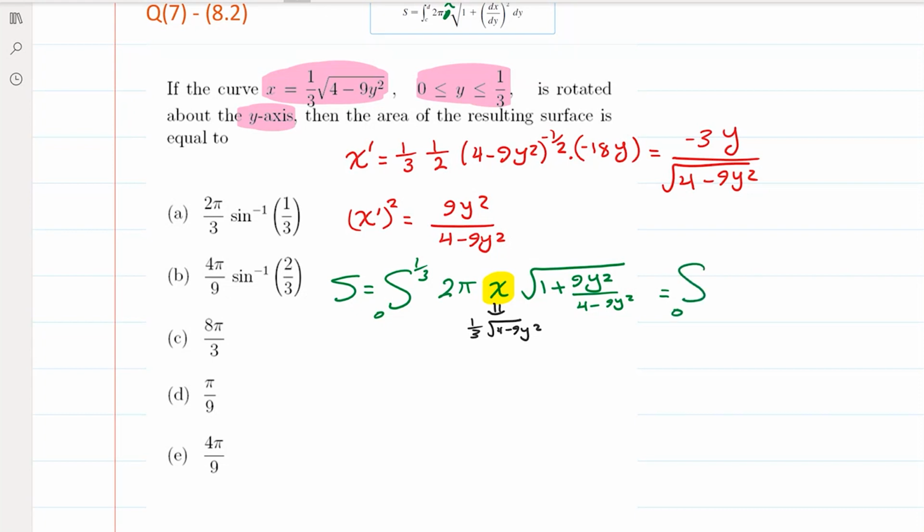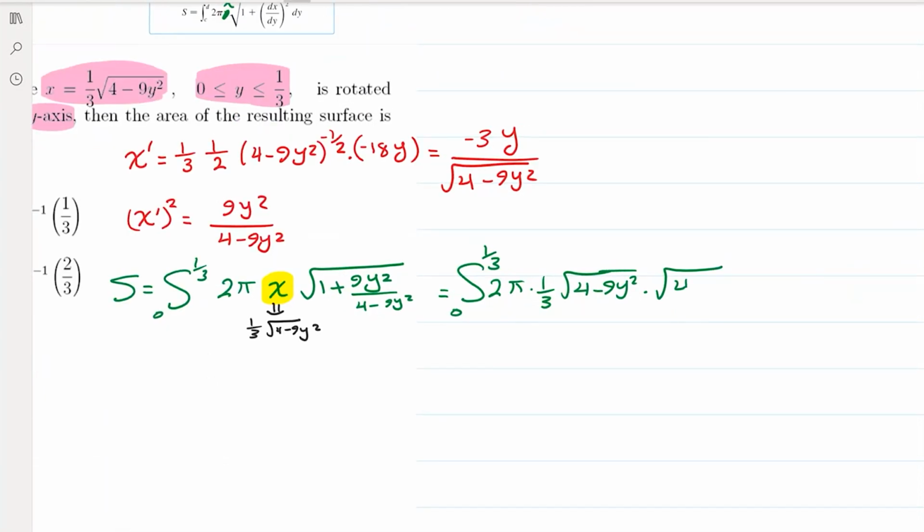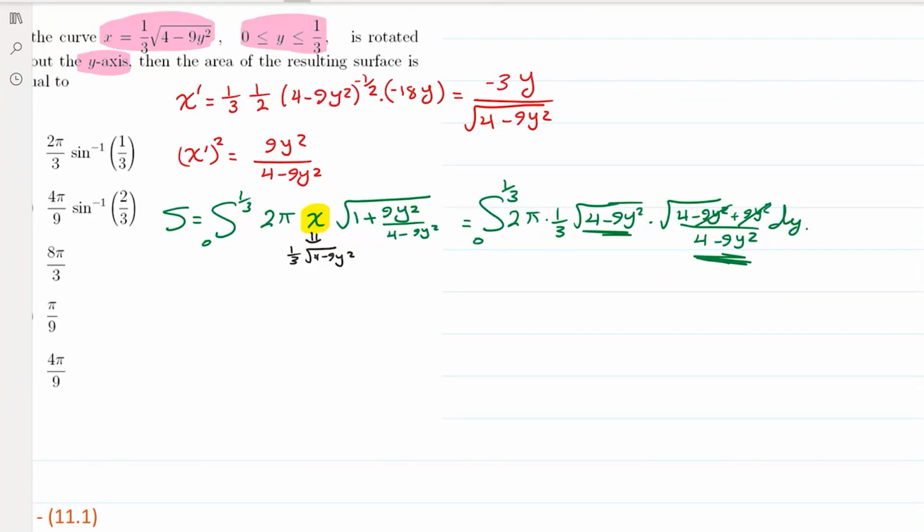So it will be from 0 to 1/3, 2 pi times 1/3 root of 4 minus 9y squared, multiplied by the root of 1 plus the derivative. Make it with the same denominator: 4 minus 9y squared plus 9y squared over 4 minus 9y squared. This cancels that one. Once you multiply the root by the root, the numerator simplifies also.